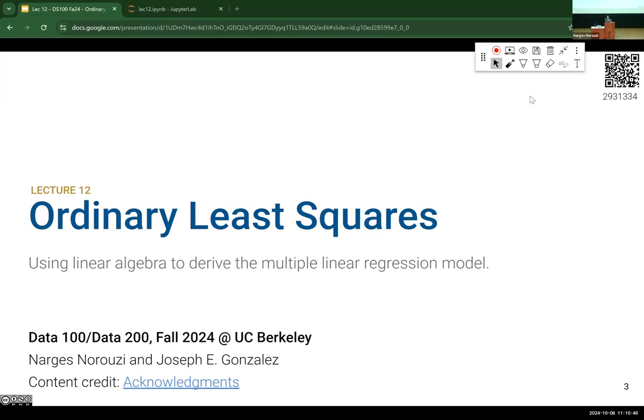Good morning, everyone. Welcome to our ordinary least squares lecture. Both of those songs had ordinary in them, so kind of picking the right song for the day.